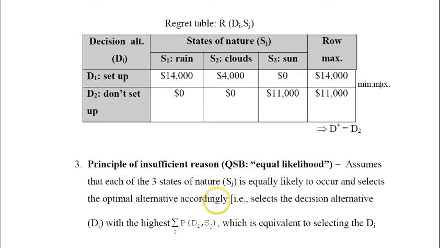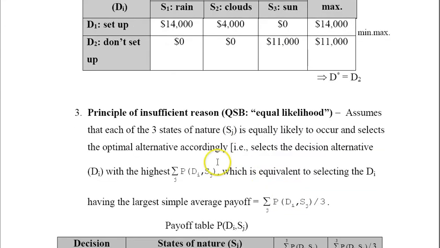One more criterion. It's called the principle of insufficient reason. Basically, this assumes I have no reason to believe one state of nature will be more likely to happen than others. Remember, the optimistic person picked sunny, the pessimistic person picked rainy. So I don't know which one to pick. I'm really neutral. So basically, I just look at the average in this case.